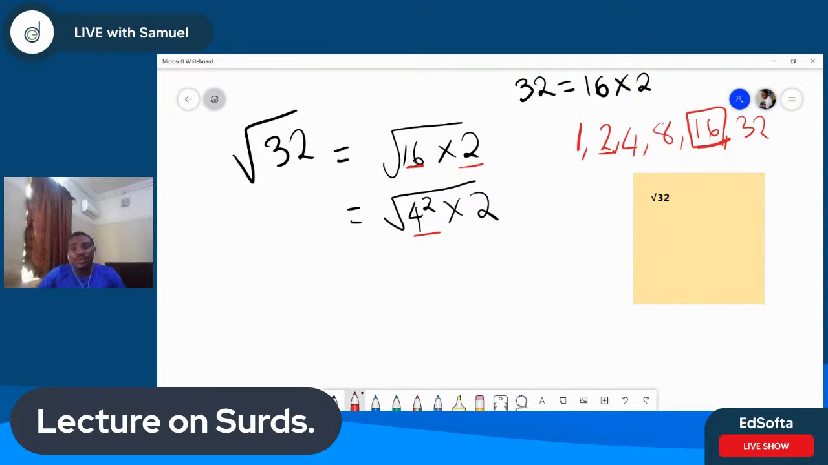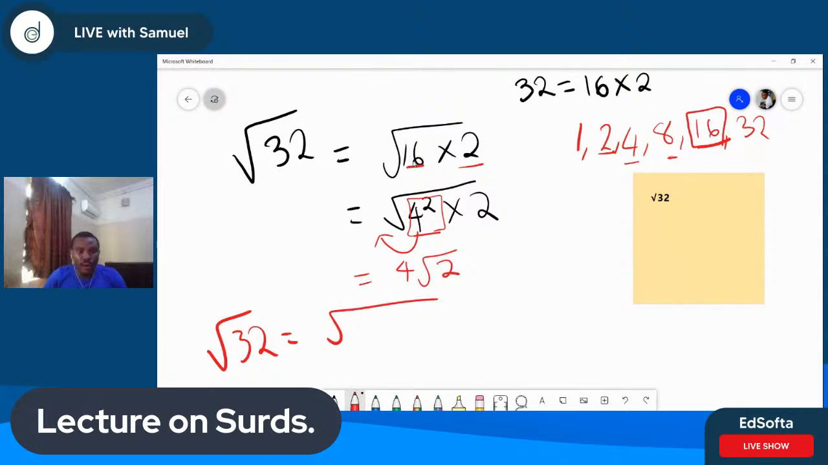Mind you, we can also do that with 4 times 8, but let's continue. So this 4, we can now bring out to have 4 root 2, based on the fact that this 4 is squared. Because this 4 is squared, that's why we can bring out the 4 and have root 2. And like I said, we can also use 4 and 8. Root 32 will be equal to root 4 times 8, which is root 2 squared times 8, which we can finally write as 2 root 8.